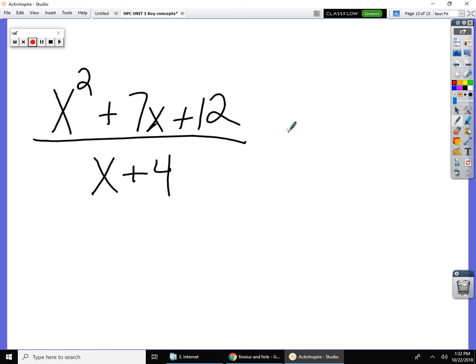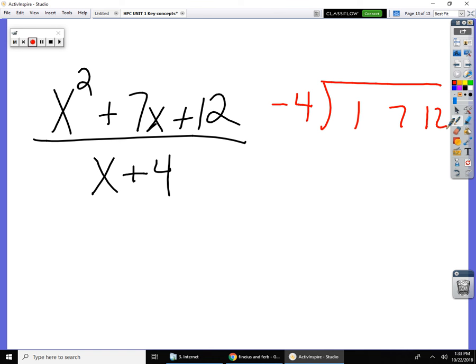Guys, what is the denominator? X plus 4. What is the constant? 4. What's the opposite of 4? Thank you. Okay, now, what am I going to write inside here? 1, 7, 12, my ABC. You go in order of power.